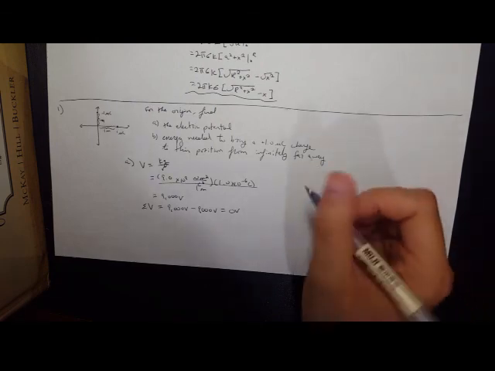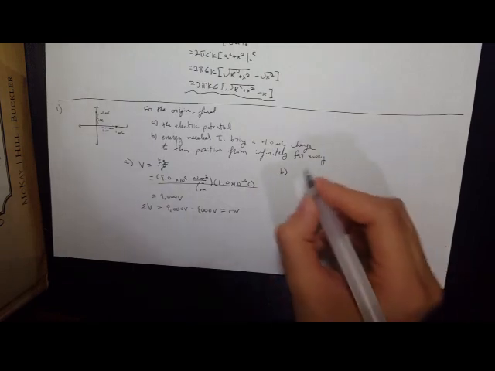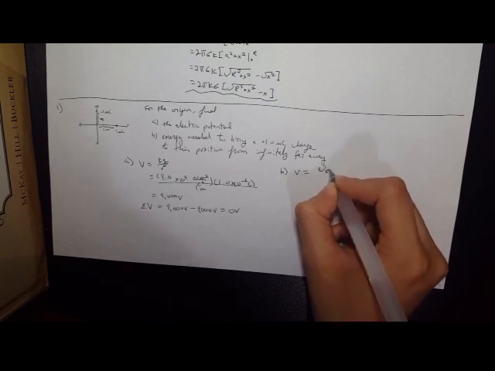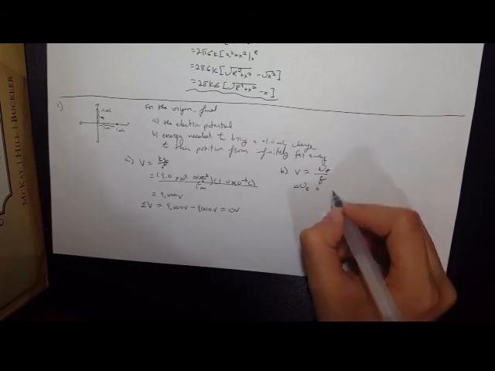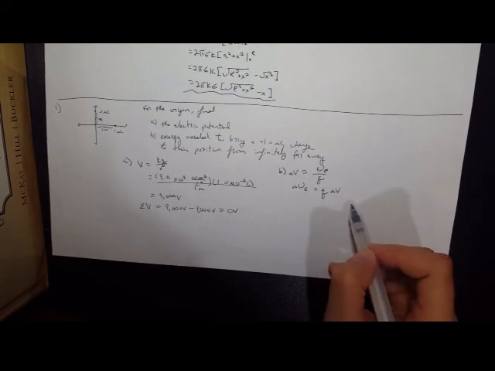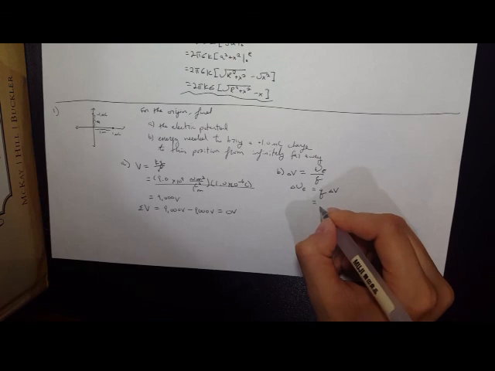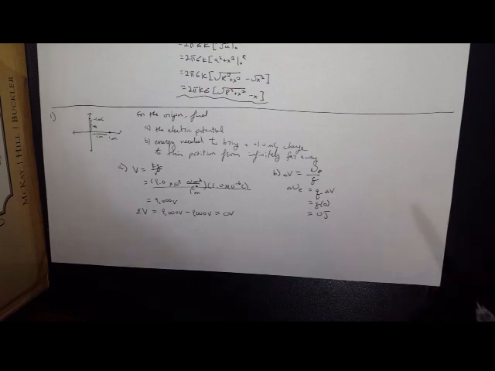Now the second part is asking for the energy. So for part B, we already know V is equal to U electric over Q, which means delta U electric is equal to Q delta V. And we actually just found delta V in the previous part, which was 0 volts. So we have Q times 0, and the energy is actually 0 joules. So whenever the potential is 0, there is no work required to move the charge to that point.